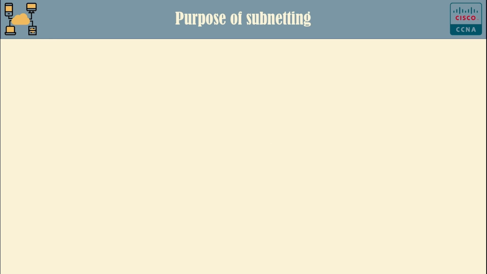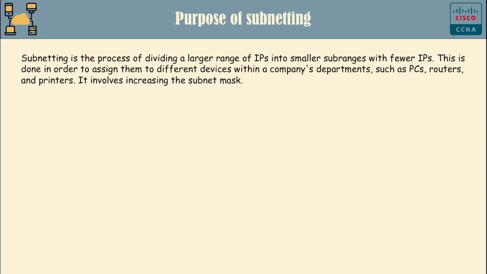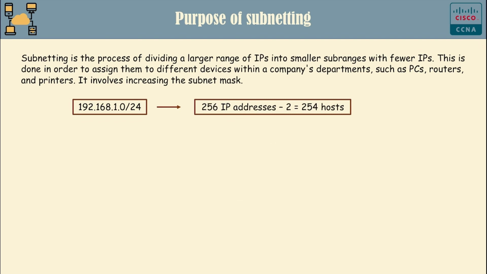When it comes to the purpose of subnetting, subnetting is the process of dividing a larger range of IPs into smaller subranges with fewer IPs. This is done in order to assign them to different devices within a company's departments, such as PCs, routers, and printers. It involves increasing the subnet mask. For example, if we have the network 192.168.1.0/24, it means we have 256 IPs in total. Therefore, the number of IPs that can be assigned to hosts would be 256 minus 2, which is equal to 254 hosts.